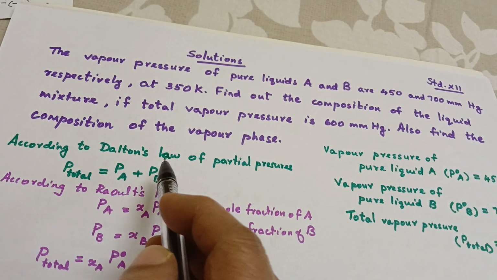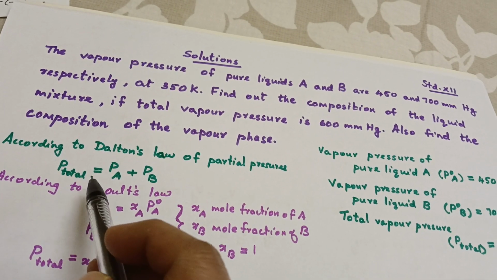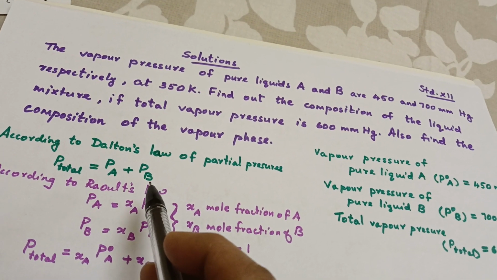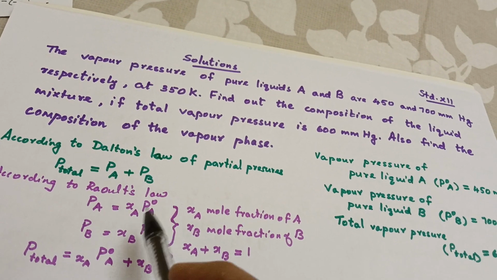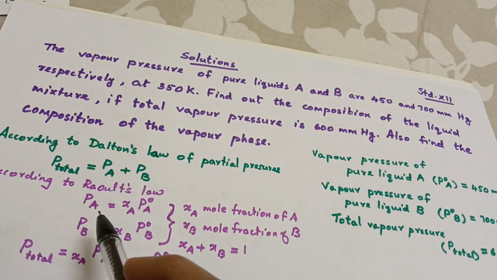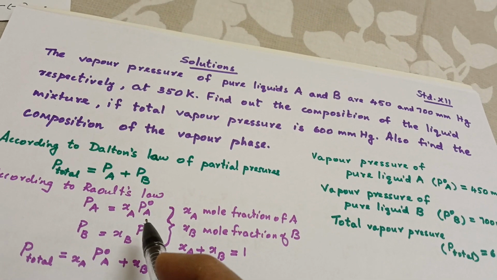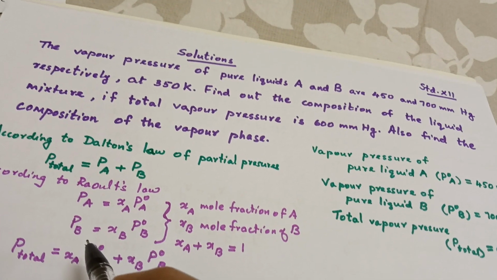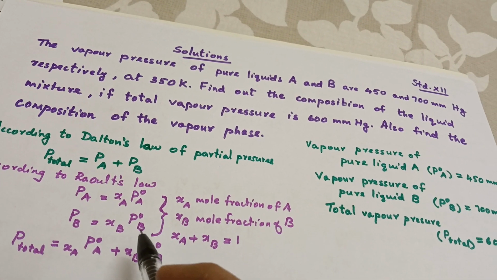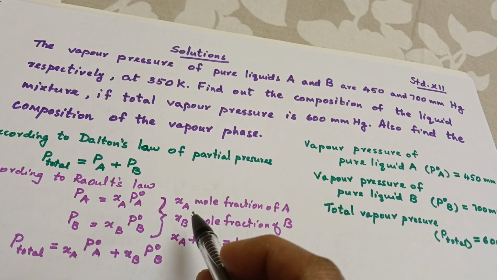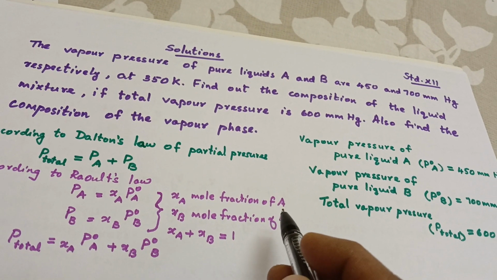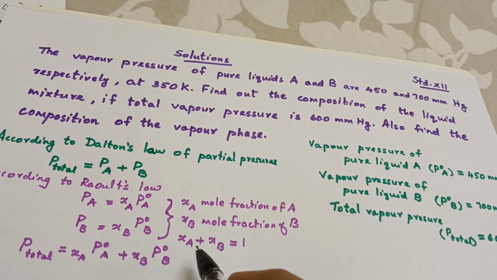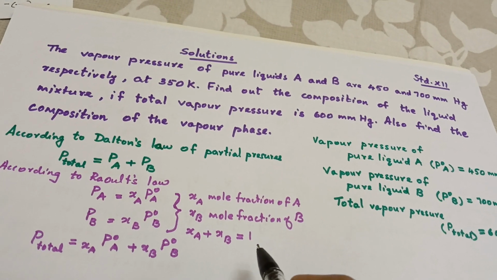So according to Dalton's law of partial pressures, P total is equal to partial pressure of A plus partial pressure of B. Now according to Raoult's law, PA, that is partial pressure of A, is equal to XA into P0A, and partial pressure of B, liquid B, is equal to PB equal to XB into P0B. Here XA is the mole fraction of the liquid A and XB is the mole fraction of liquid B. Also XA plus XB equals 1.